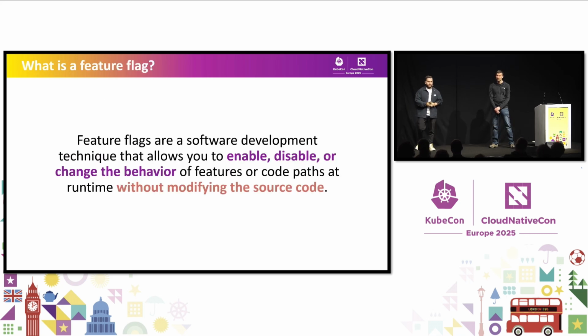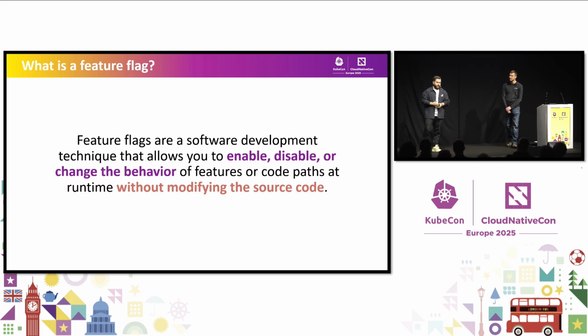Cool. So what is a feature flag? Feature flags represent a very cool way to dynamically change the behavior of your binary without creating a new binary release every time, right? We are allowed to dynamically enable or disable a particular feature, and you don't have to modify the source code.